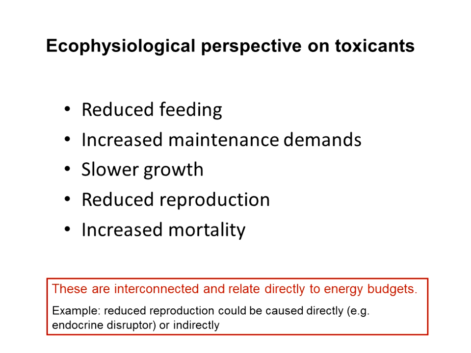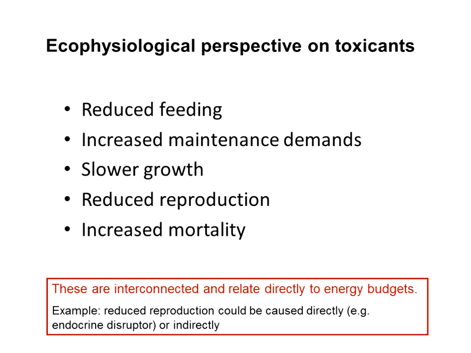So from an ecophysiological perspective, from the perspective of the whole organism, what do toxicants do? There's a range of things that they can do. They can reduce the rate at which an animal feeds. They can increase maintenance demands, for instance, through costs of detoxification, costs of various other repairs. They can lead to slower growth. As we saw on the previous slide, they can lead to reduced reproduction, and most obviously they can lead to increased mortality.